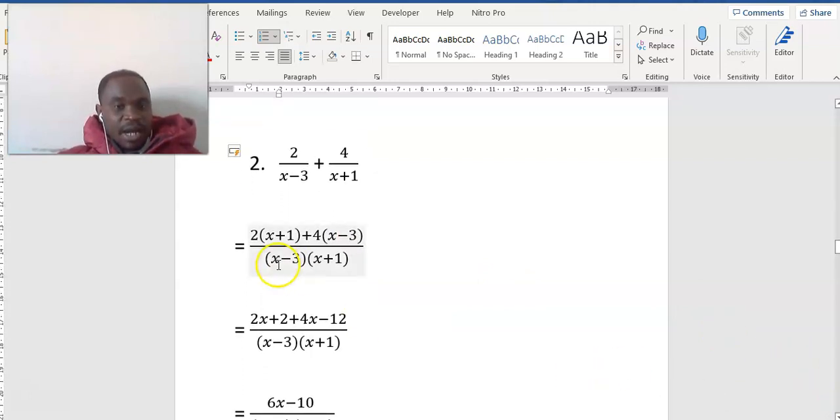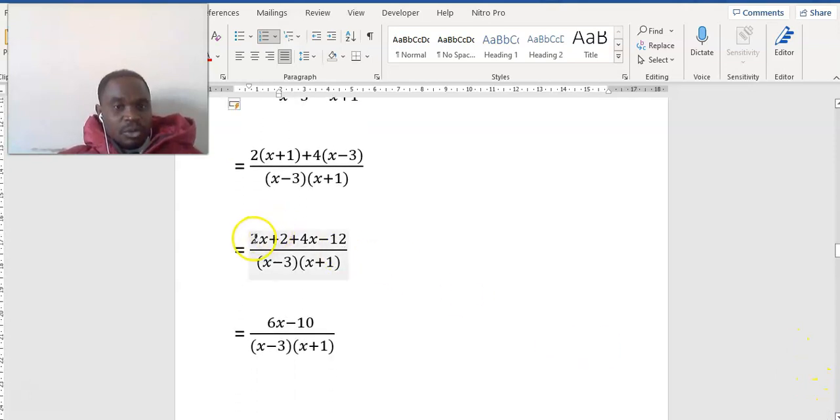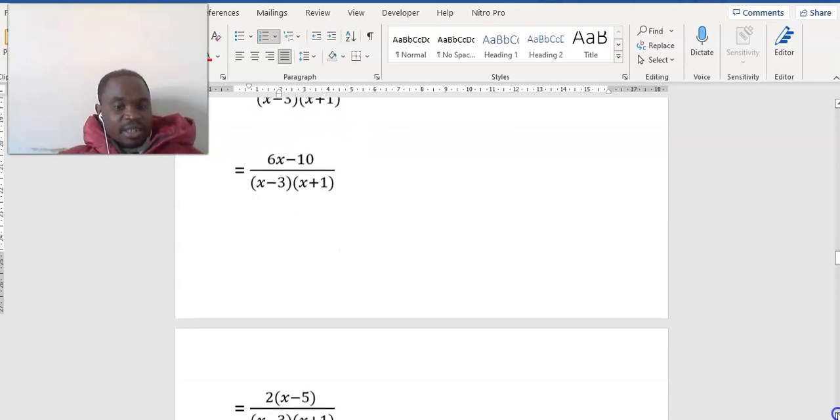Then we are going to expand. So 2 times x is 2x. 2 times 1 is 2. 4 times x is 4x. 4 times minus 3 is minus 12. 2 plus 4 is 6, because this and this are like terms. Then 2 minus 12 is what? Minus 10. They are also like terms, so we can add and subtract.